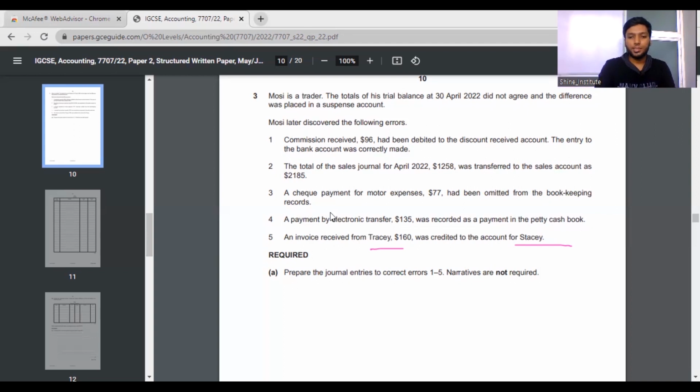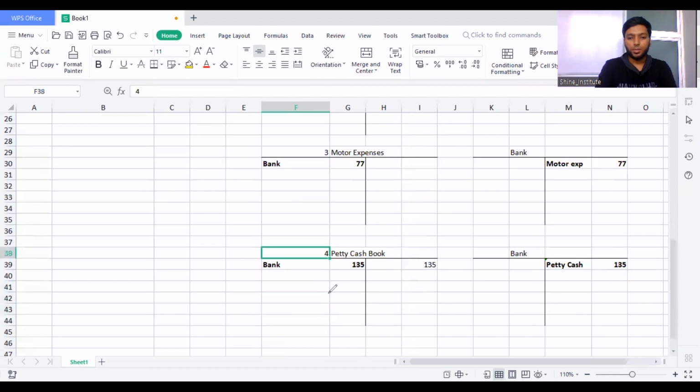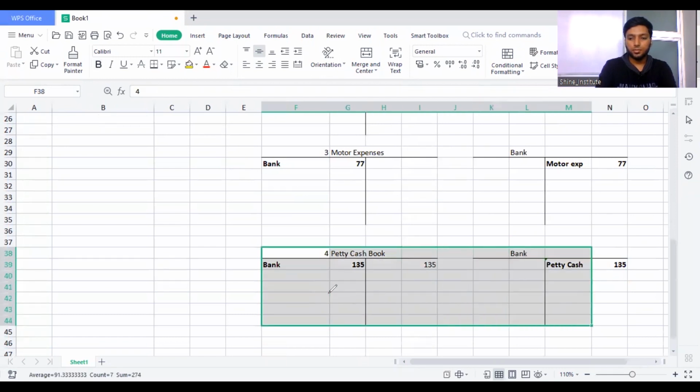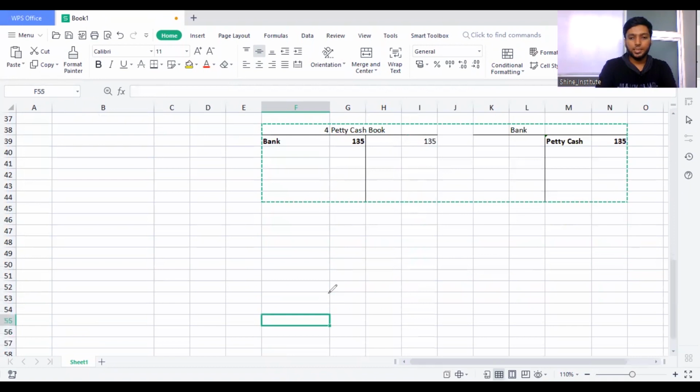So I'm going to move on to Stacy and Tracy. Question number 5, adjustment. So let me draw that as well. Stacy and Tracy.